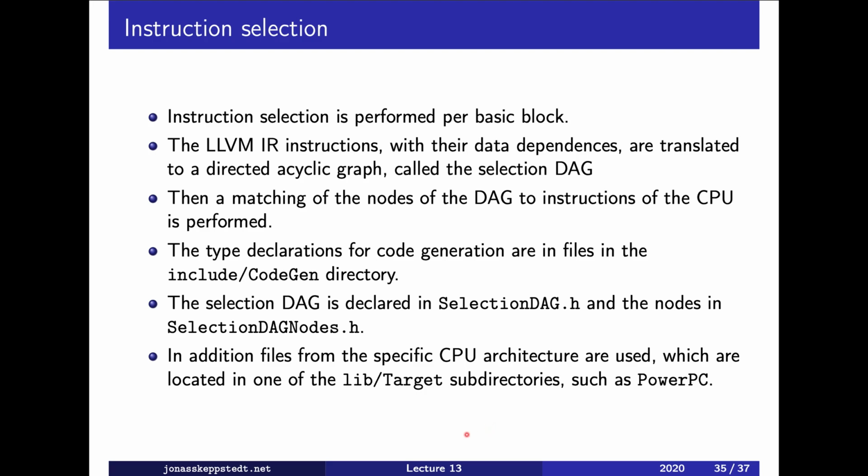The types are in the code generation directory, selection DAG and selection DAG nodes. And clearly the lib target subdirectories are used to see which machine instructions are available.